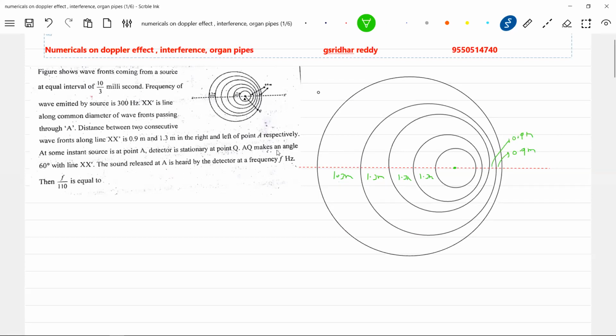And there is a source at point A, and there is an observer at point Q. Hope I am explaining everything. What is the content given in that one? The sound released at A is heard by the detector at a frequency. Okay, we have wavefronts here. So from wavefronts, what do we get? How come?